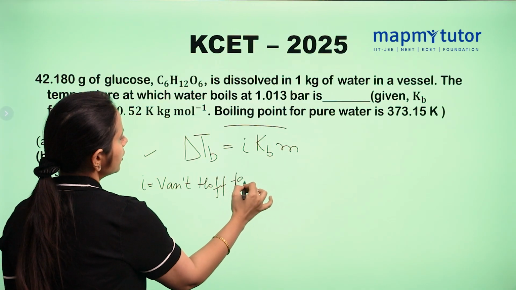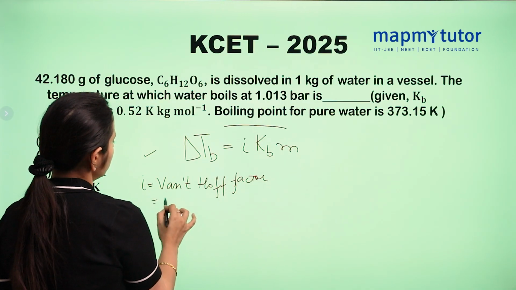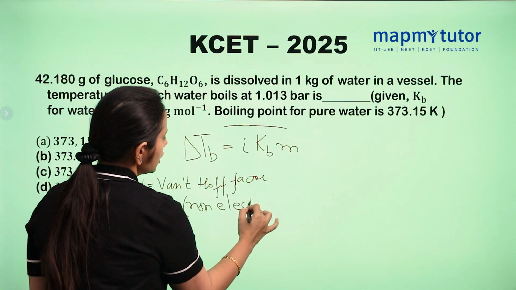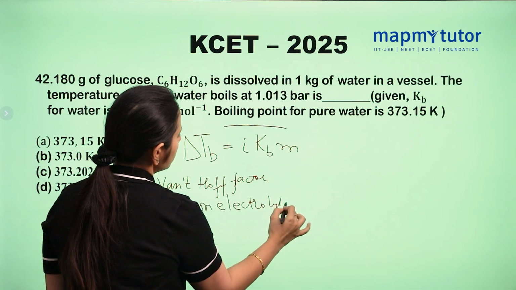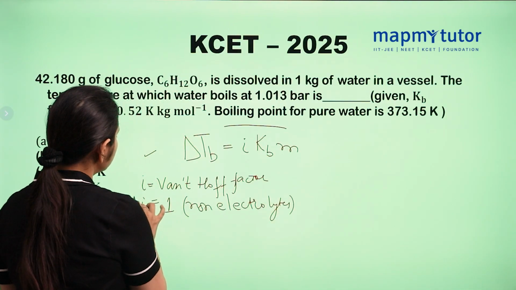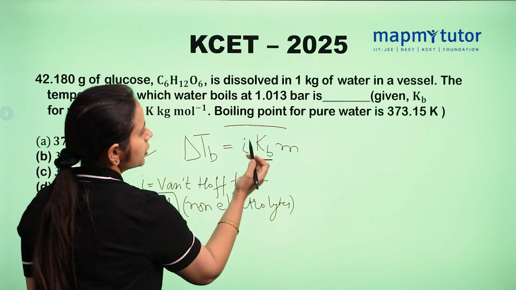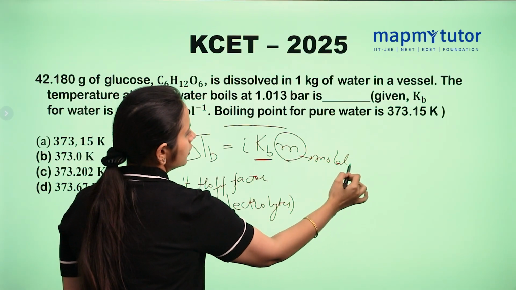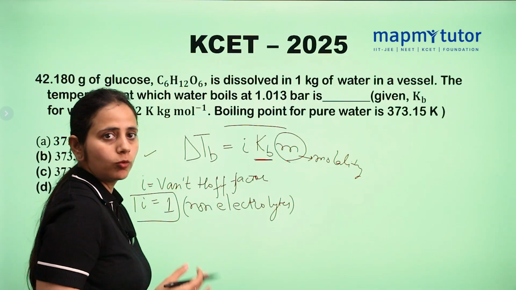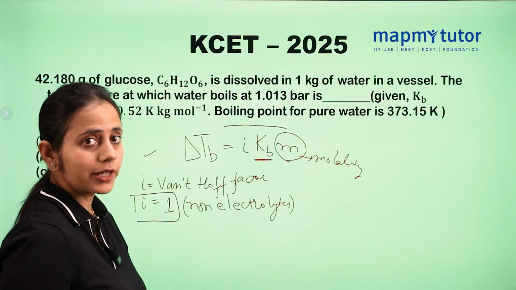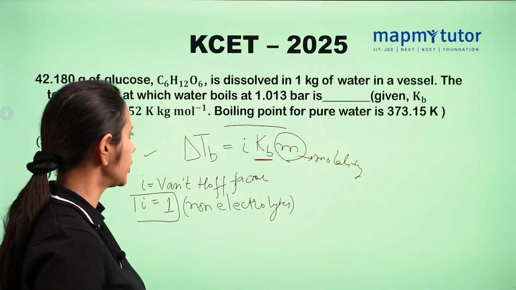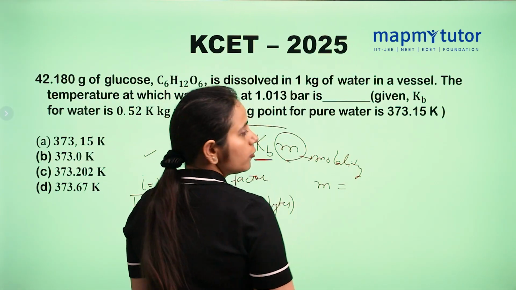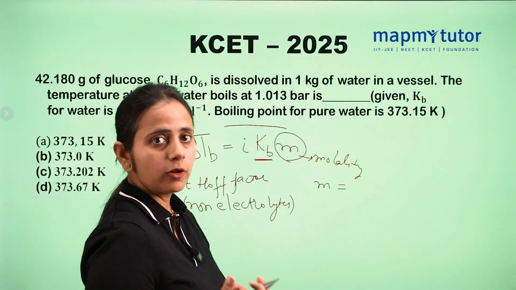And for glucose, the value of i is 1, because it is a non-electrolyte. It will not dissociate into ions on dissolving in a solution. So the value of i is 1 for glucose. Kb value is provided. m is molality. What is molality? Molality is the number of moles of solute dissolved in 1 kilogram of a solvent. So here what will be the value of molality? m is the number of moles of solute over the mass of solvent. How will you calculate the number of moles of solute?